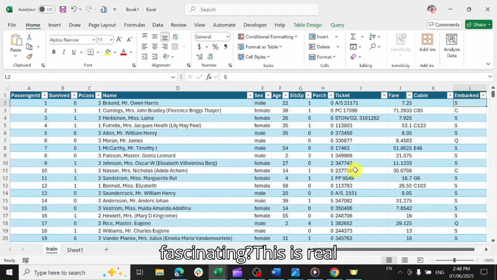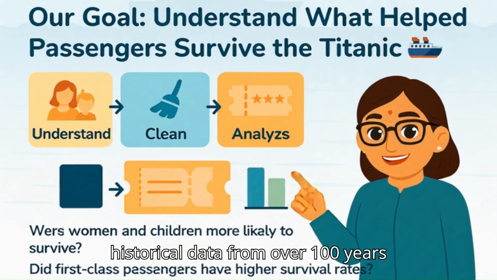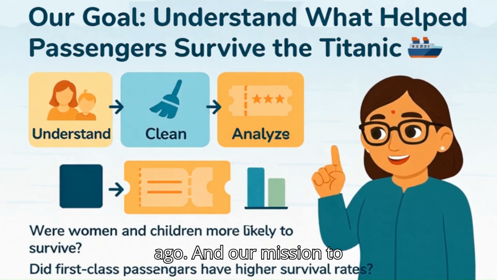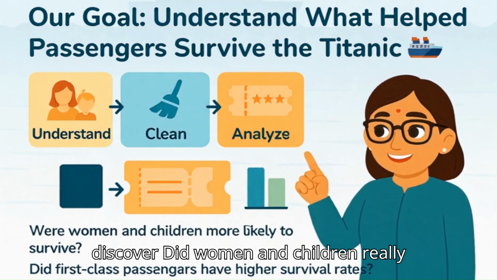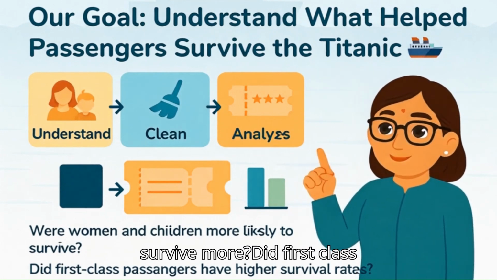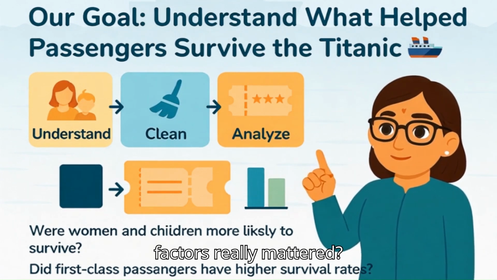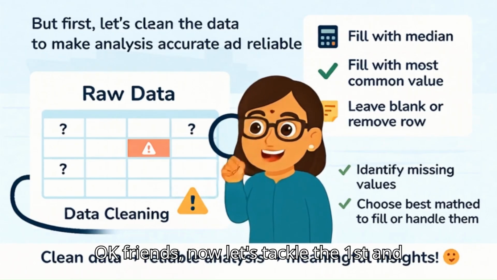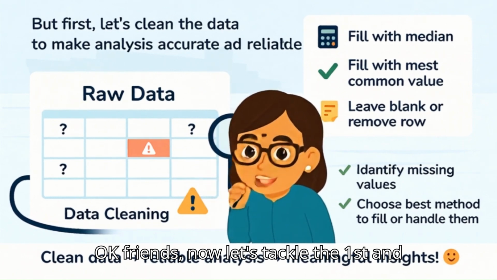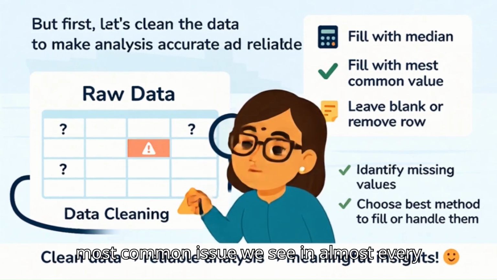Isn't it fascinating? This is real historical data from over 100 years ago. And our mission? To discover, did women and children really survive more? Did first class passengers have a higher chance? Which factors really mattered?